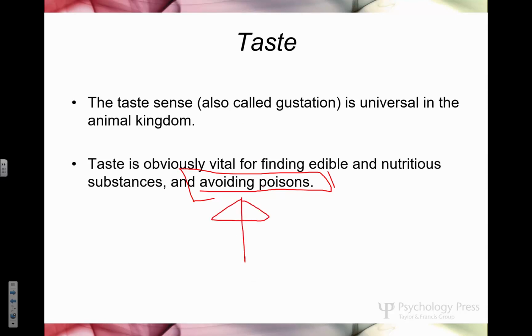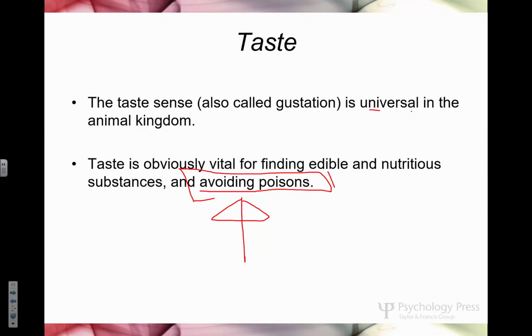It just helps you avoid poisons, which lead to things like death. Or worse. That's a big one. I kind of like to start at death, right? Because you could have a lifetime of torturous stomach pain, right? And that would be very fun. So there you go. Taste is great.